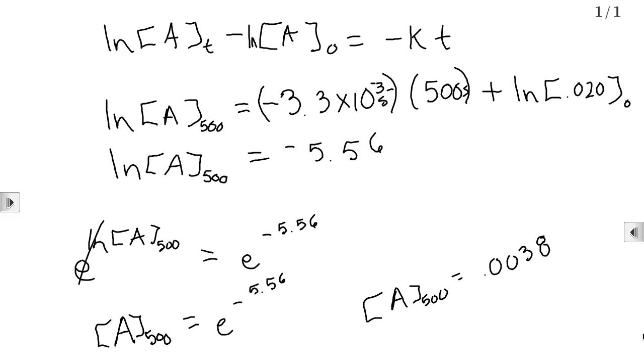Now let's just make sure that even makes sense. I start out with 0.02 molar and I end up with 0.0038 molar. That kind of makes sense, like I went down. If your number was bigger, you probably screwed up. Is this what you got?